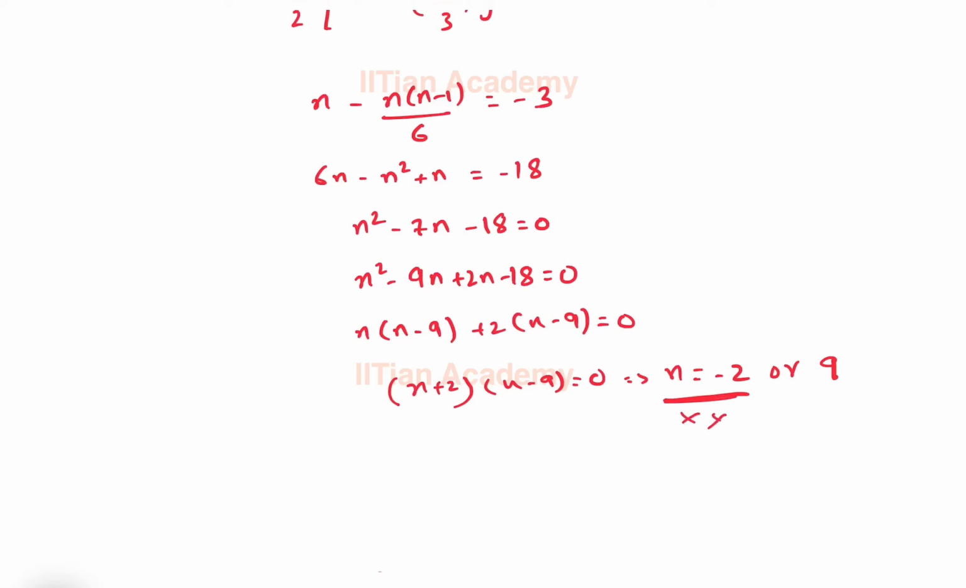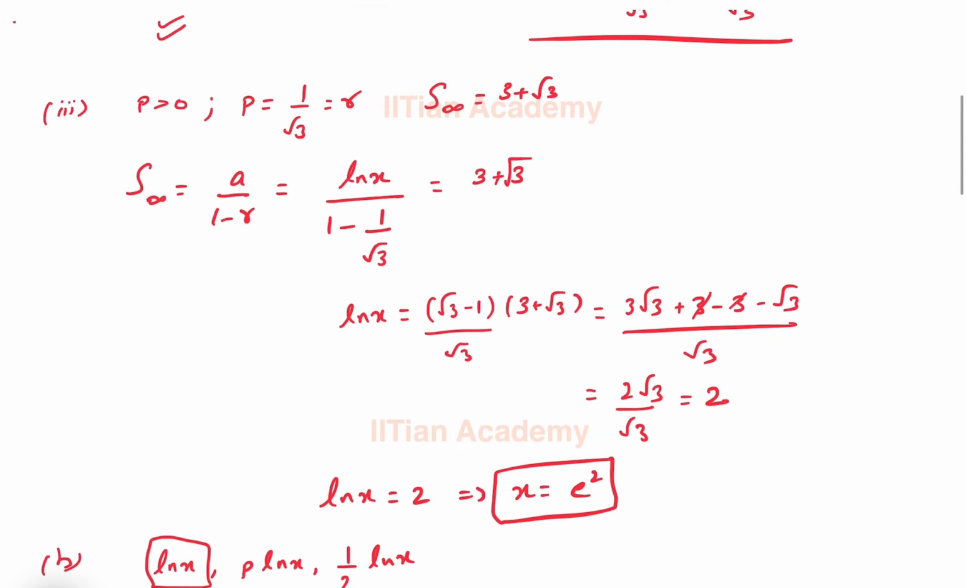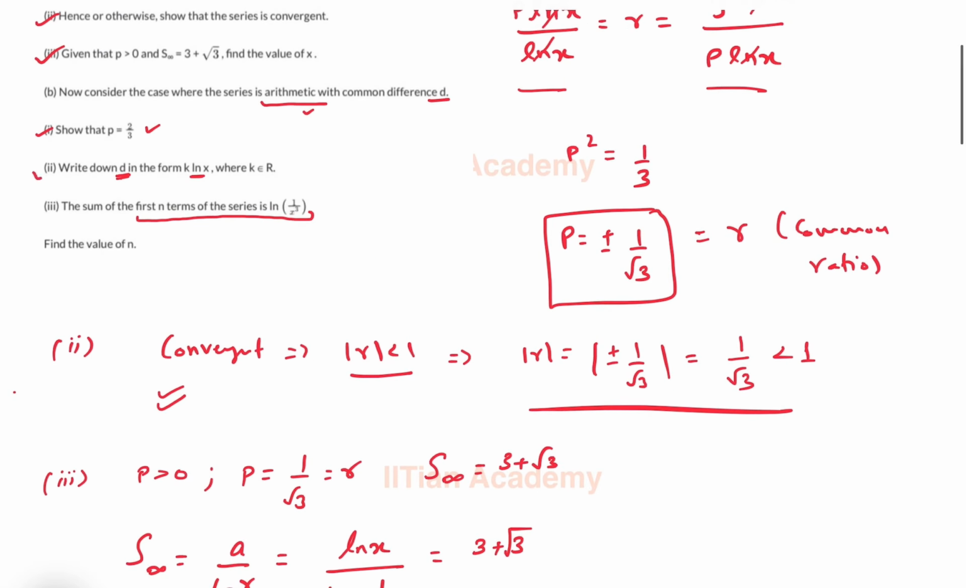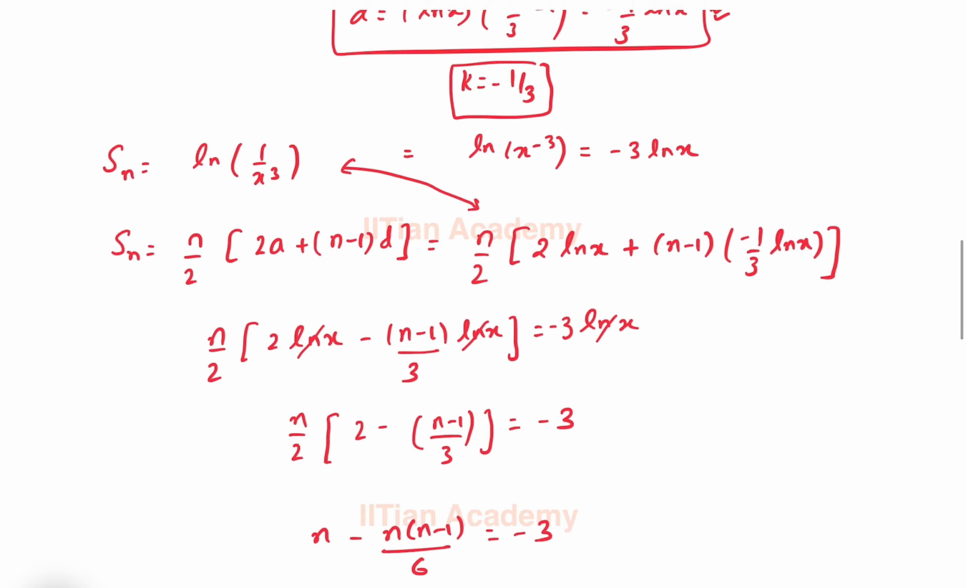Now n cannot be minus 2 because n is a natural number. This is the number of terms, which cannot be negative. So the only possible value for n is 9. So this is the solution of our third part. So we have been able to solve all the parts 1, 2 and 3.